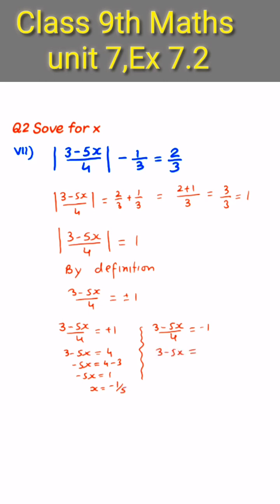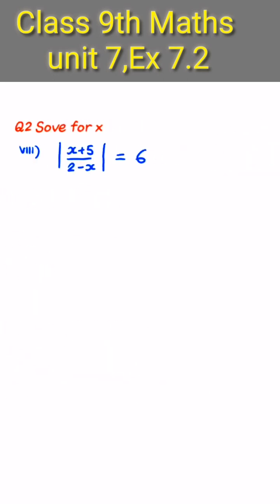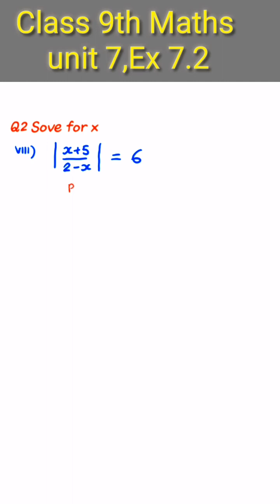Similarly, 3 minus 5x will be equal to minus 4. Minus 5x is equal to minus 4 minus 3, minus 7. Minus is cancelled by minus, so x will be equal to 7 by 5. Here we have solution set minus 1 by 5 and 7 by 5. The last part of this question, directly we apply definition.